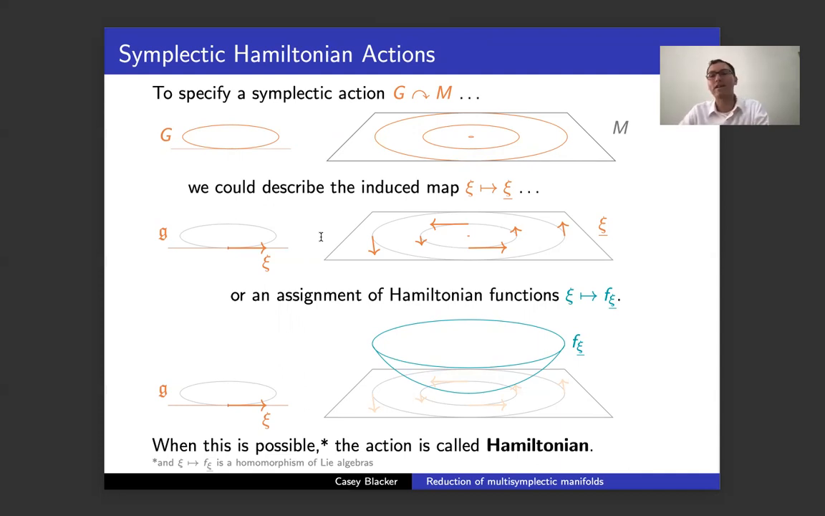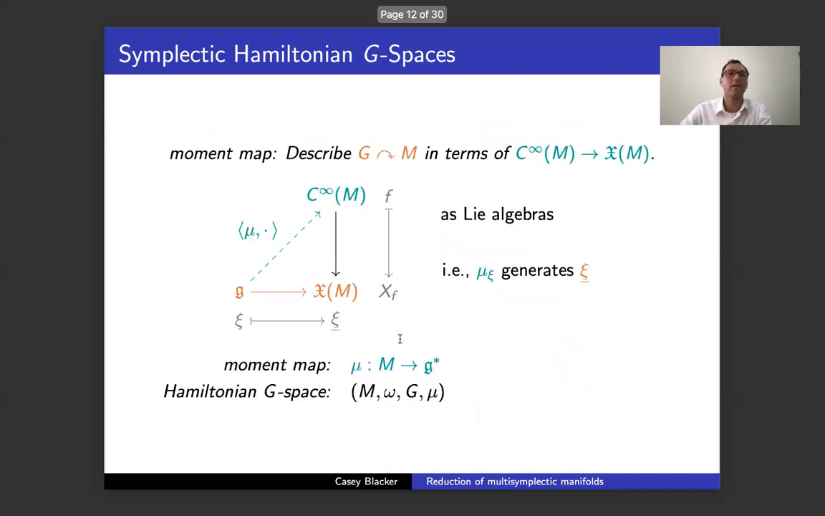But now we can avail ourselves of this assignment of Hamiltonian functions to lift the assignment of fundamental vector fields to the space of observables. So now we're going to send a Lie algebra element xi to a smooth function f, the associated Hamiltonian vector field of which is the fundamental vector field of xi. And when this is possible, and there's some fine print, we say that the action is Hamiltonian. So that is the idea of the moment map, namely that we want to describe a collection of symmetries in the guise of a Lie group action in terms of the assignment of Hamiltonian vector fields.